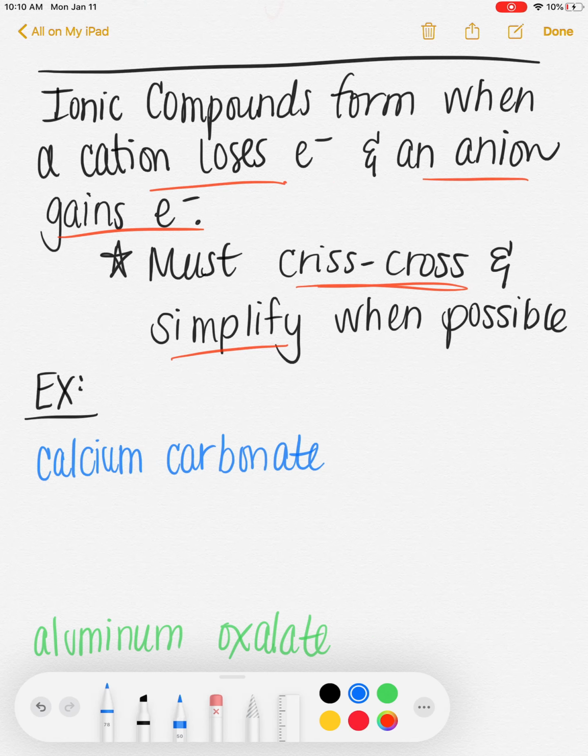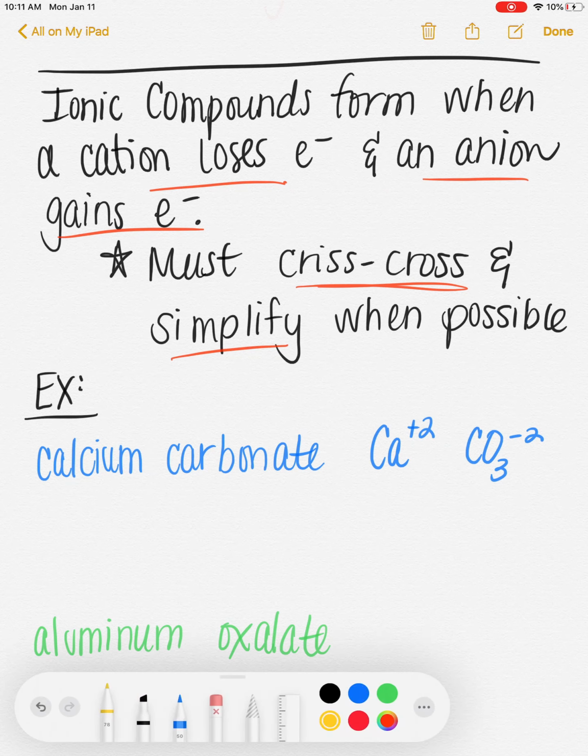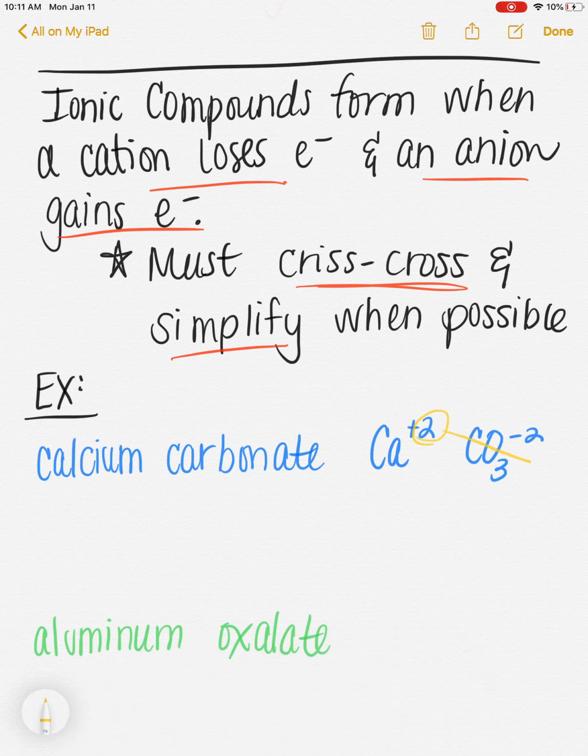Calcium carbonate. If I wanted to come up with the formula for calcium carbonate, I would need to begin by writing the two ions. Calcium is Ca, capital C, lowercase a, and it would be a +2 because it's in the second column. Carbonate is CO3 with a -2. You always list the cation first, the anion second. Then we have to crisscross these numbers. So this 2 is going to come down here, and this 2 is going to come down here. So that would give us Ca2.